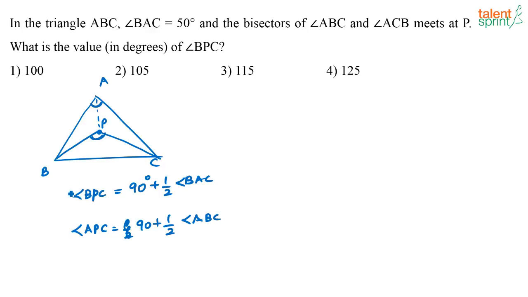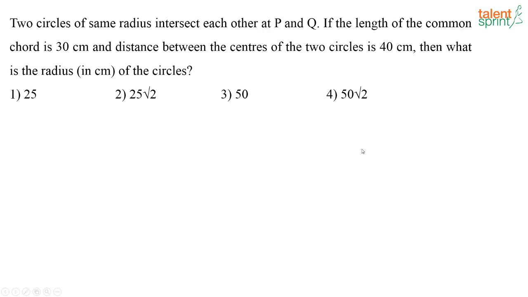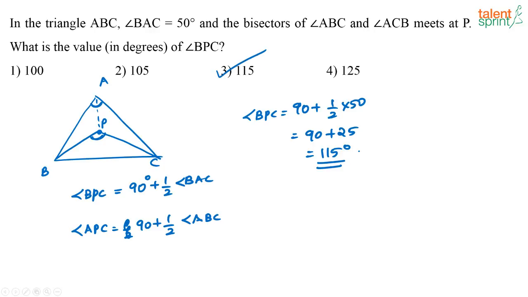So if you use this property, what are they asking you now? You have to find what is BPC. You know angle BAC is 50 degrees. So what is angle BPC? That is equal to 90 plus half of 50. That is 90 plus 25, which is equal to 115 degrees. Option 3.